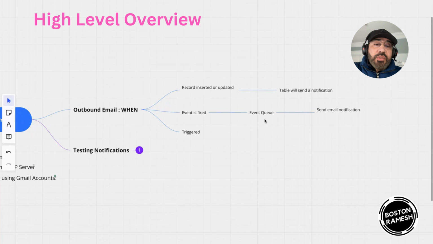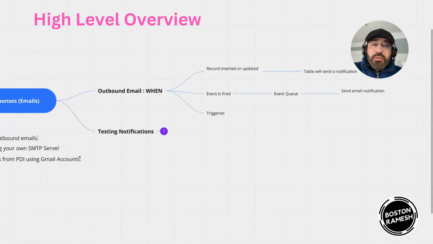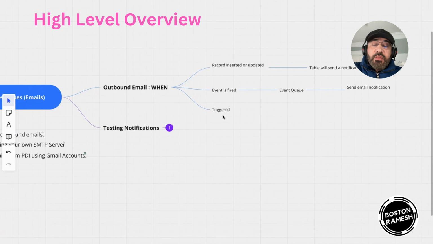And then the event goes into the event queue, and then the event queue will prioritize that event email notification, and then it will send the notification. And obviously when we are looking at these notifications or emails, something has to trigger. So in our case, record inserted or updated is a trigger, or an event is fired, that is a trigger. To fire an event, there must be a trigger. The trigger could be part of a workflow.